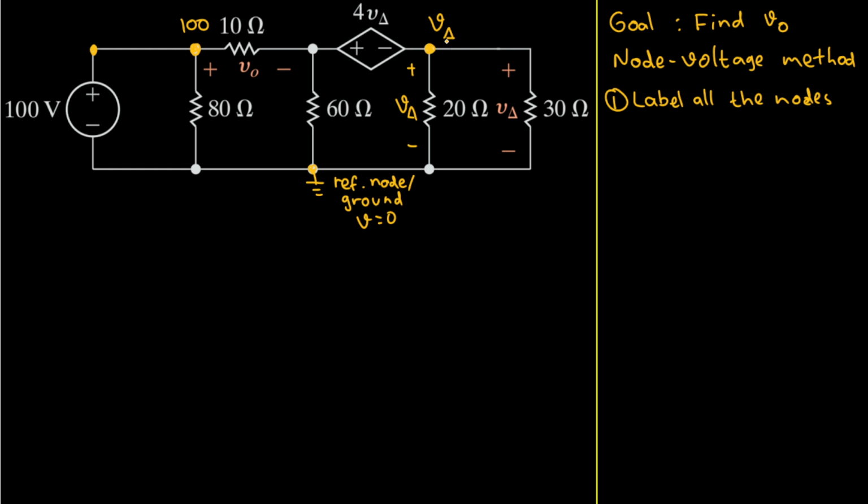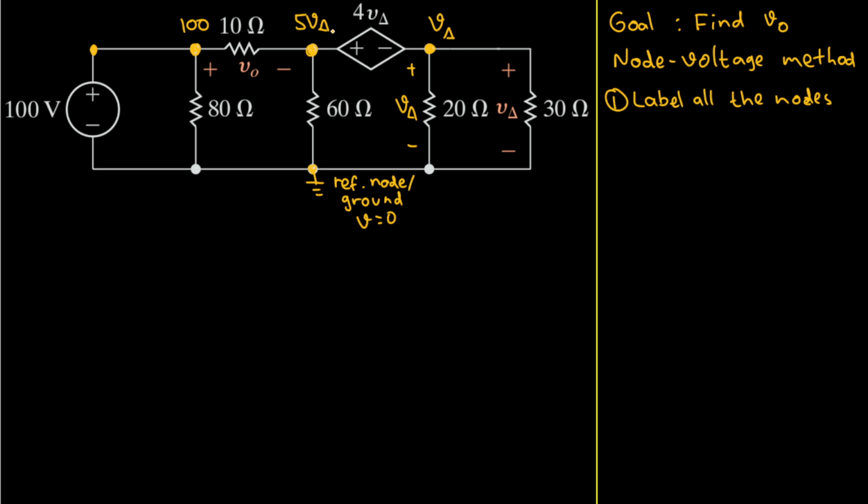Right? Okay, that is good. But then we have a dependent voltage source, and that means that this node is 4 V delta larger than this one. So we know that this node here is 4 V delta larger than this one, so I will have V delta plus 4 V delta. So I will have 5 V delta here. And I think that is good.